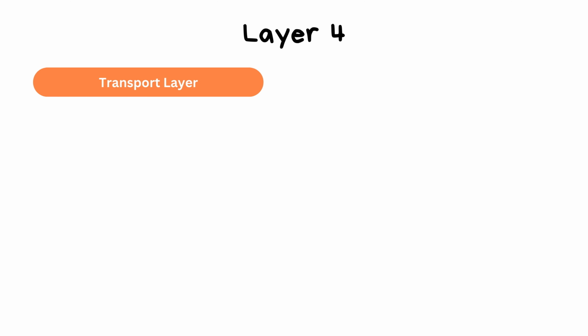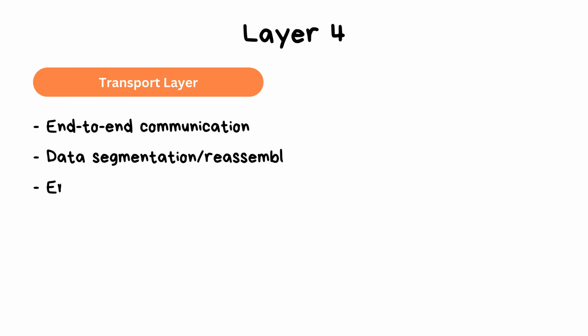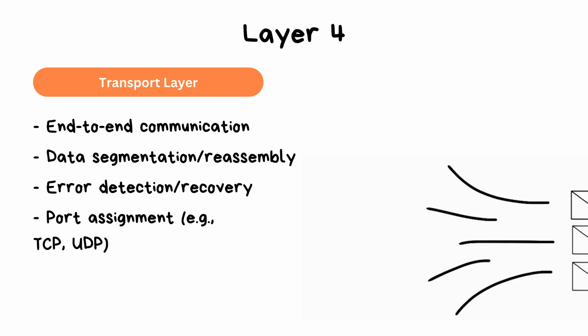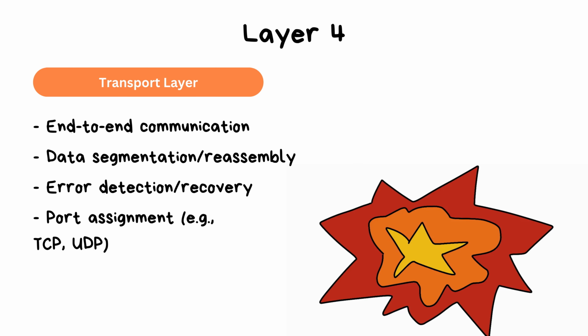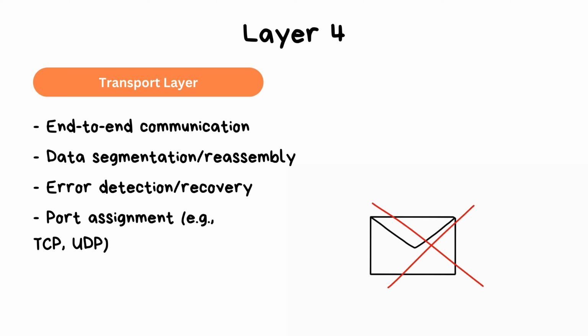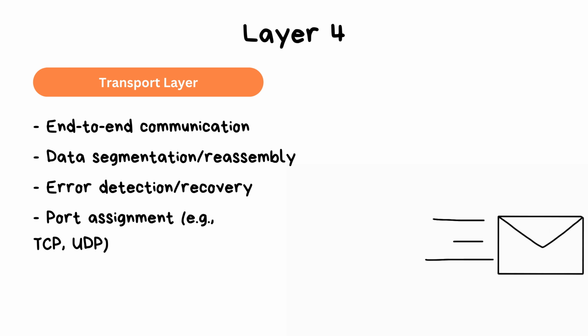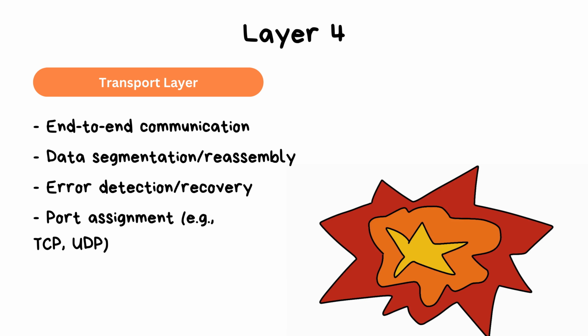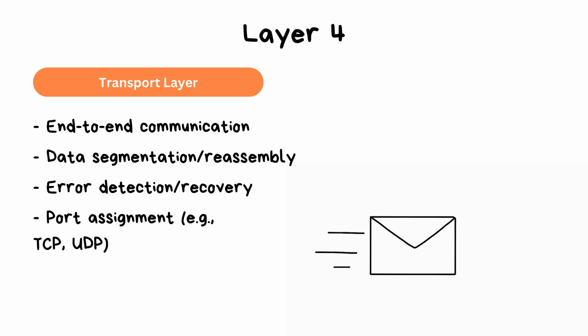Now we reach the transport layer, where things get really interesting. Your email is broken down into smaller chunks, each with a sequence number. These chunks will travel separately and be reassembled on the other side. If any piece gets lost or damaged along the way, this layer ensures it's sent again. It's like splitting your letter into several envelopes. If one envelope gets lost, the transport layer sends a replacement.